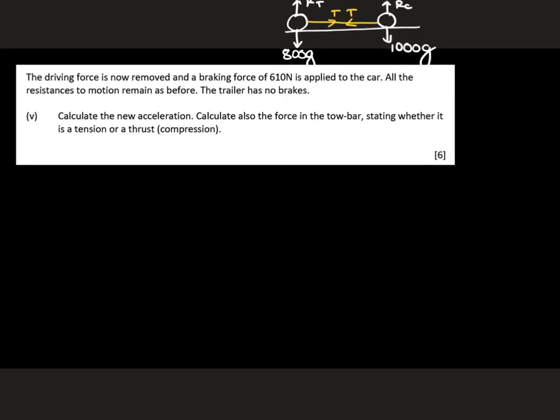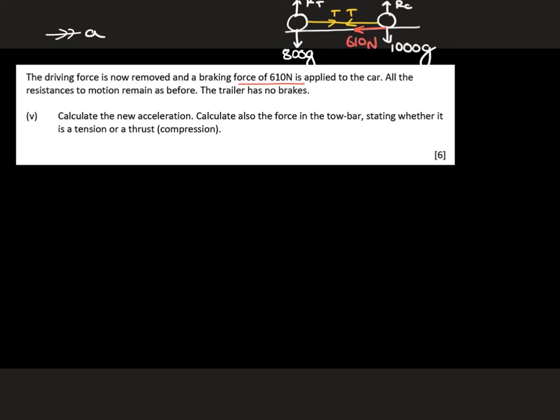The driving force is now removed and a braking force of 610 newtons is applied to the car. Now, a braking force is a type of force that will try and slow you down, so it will try and oppose the direction of motion. Remember, we're aiming to accelerate in this direction, so the braking force is in the opposite direction, 610 newtons.